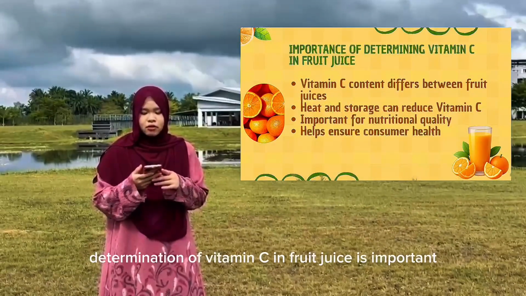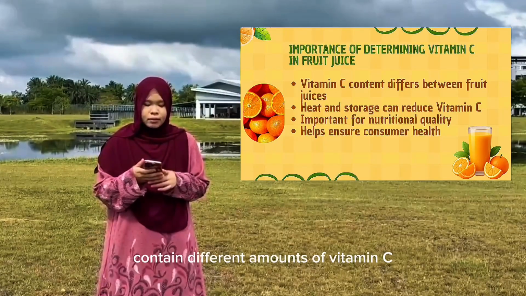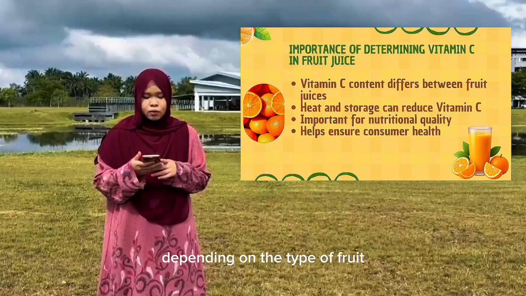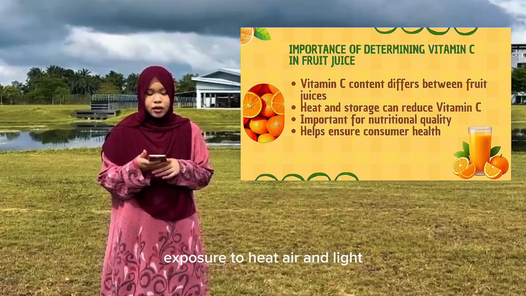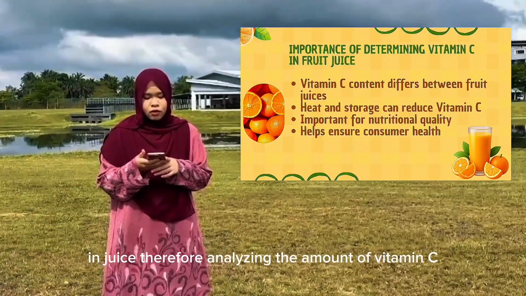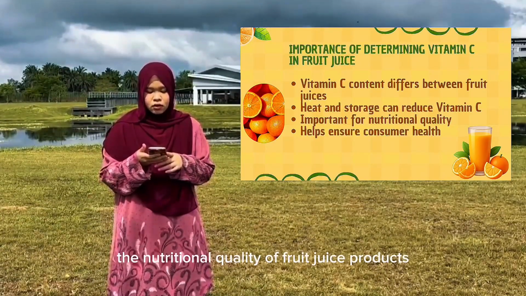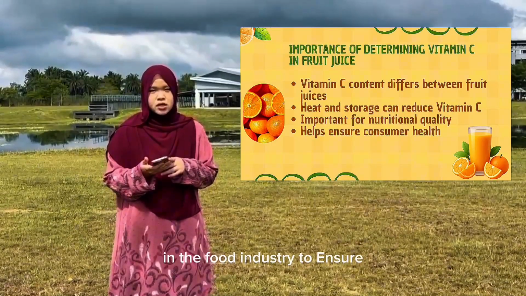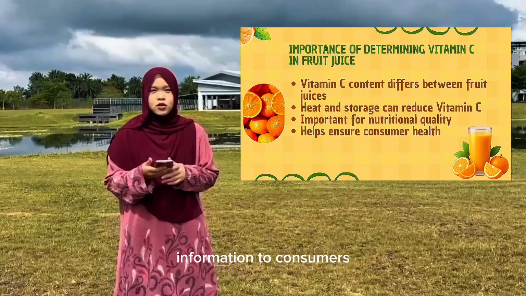The determination of vitamin C in fruit juice is important because different fruit juices contain different amounts of vitamin C. The concentration may vary depending on the type of fruit, processing methods, and storage conditions. Exposure to heat, air and light during storage can reduce the vitamin C content in juice. Therefore, analyzing the amount of vitamin C helps evaluate the nutritional quality of fruit juice products. This analysis is also important in the fruit industry to ensure products' quality and provide accurate nutritional information to consumers.